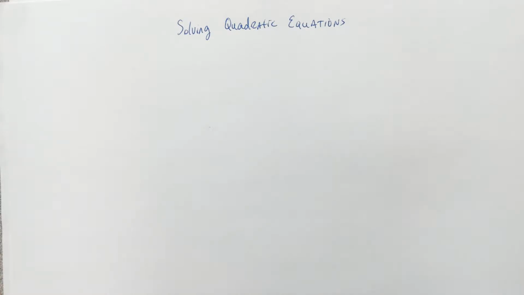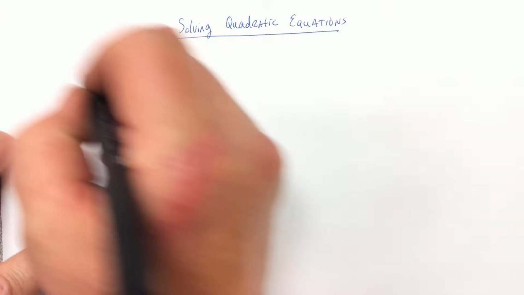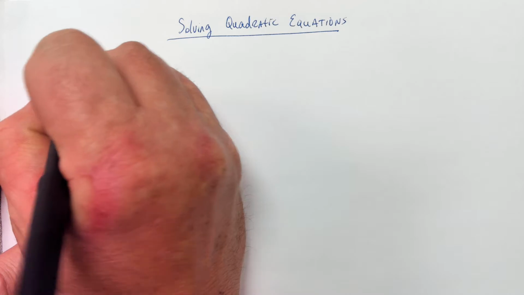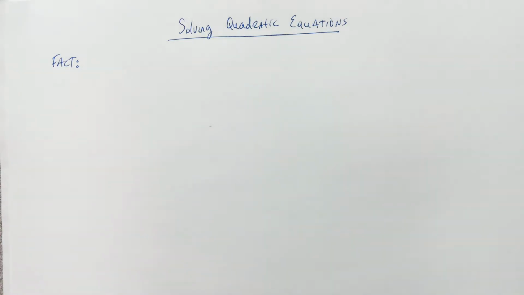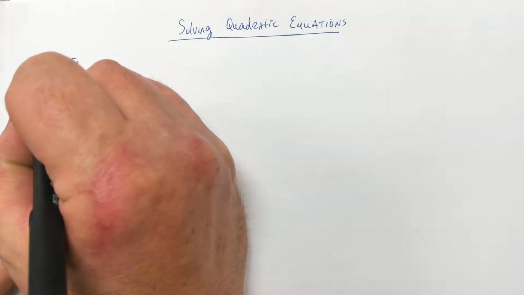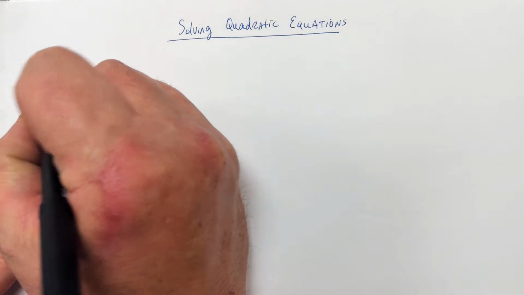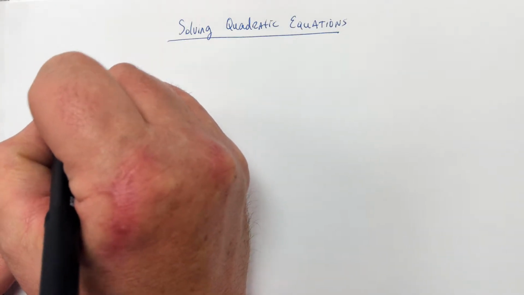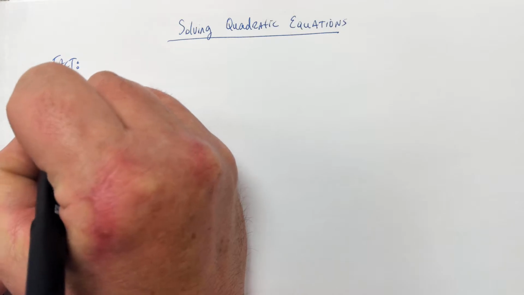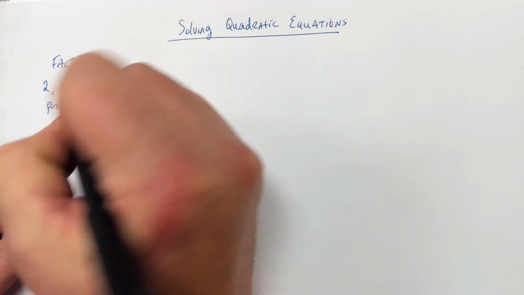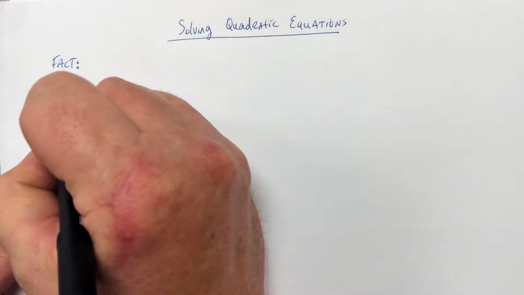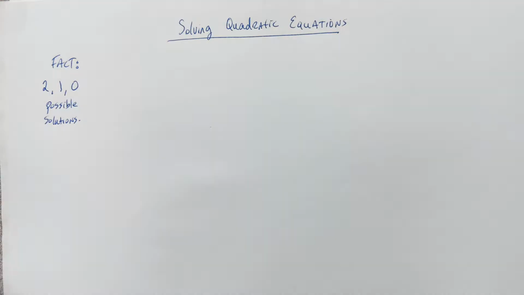So Jackie, that's what we're going to do today. We're going to solve quadratic equations, okay? Now, most of the time, this isn't a step. It's just something that happens. You're going to have 2, 1, or 0 possible solutions. That's how many solutions you're going to have to these kinds of things. Is it 2, 1, or 0?